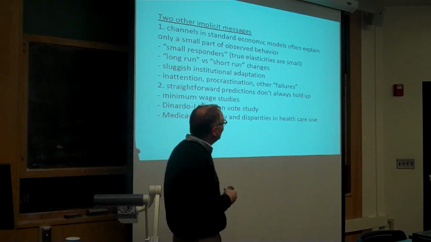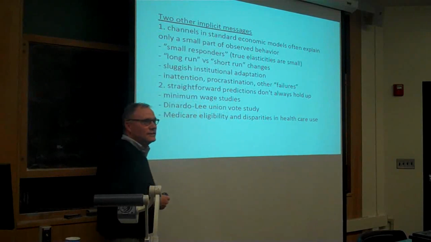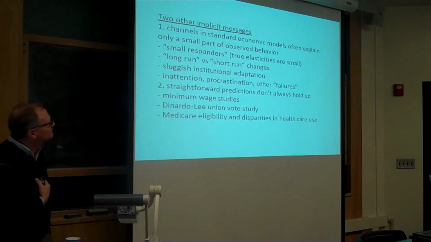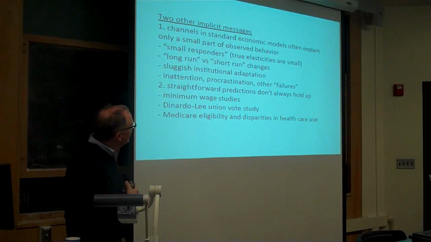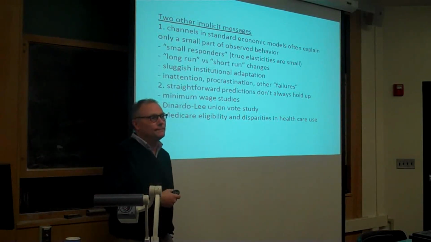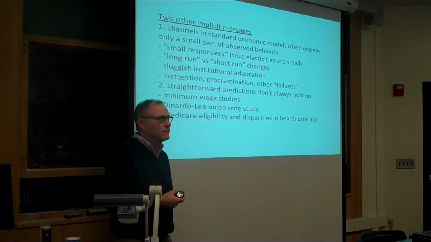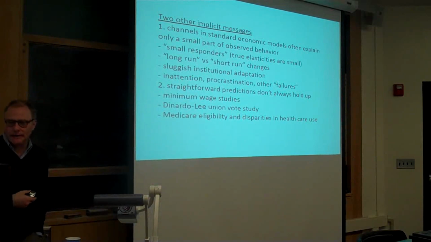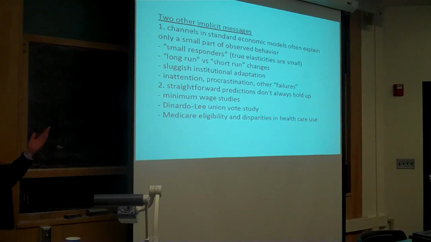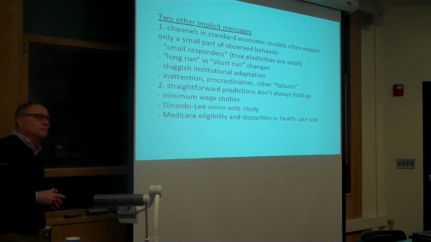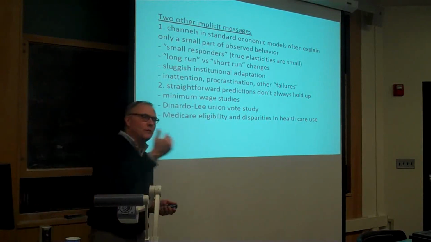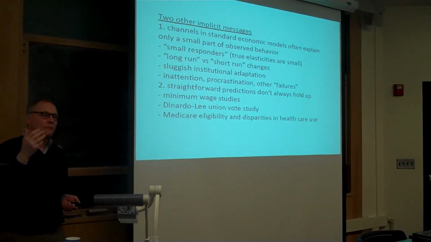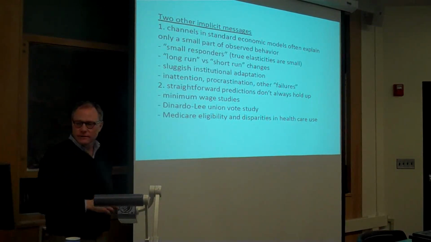Okay. Two other things that I take away from this literature. Now these are more my own personal takeaways. One is that I think the standard channels in economic models often explain very little. The R-squared for those models is pretty small. There's a bunch of potential reasons for that. One is that the true elasticities are small. In other words, labor supply elasticities really are small. It isn't really the case that people move around a lot when we wiggle their exogenous variables.